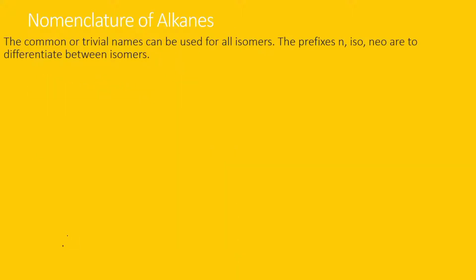Nomenclature of alkanes. There are two ways by which alkanes can be named. The first one is their common or trivial names. Previously, these alkanes were named on the basis of their methods of preparation or the name of the person working on them. For example, marsh gas was the name given to methane because it was found in marshy areas. Acetic acid got its name from vinegar because in Latin acetum means vinegar.